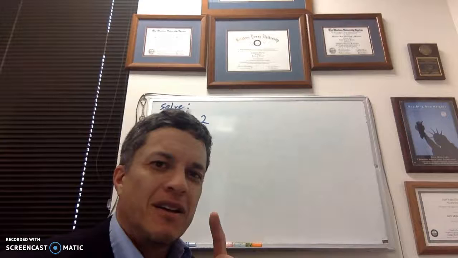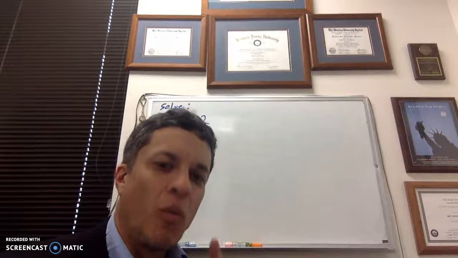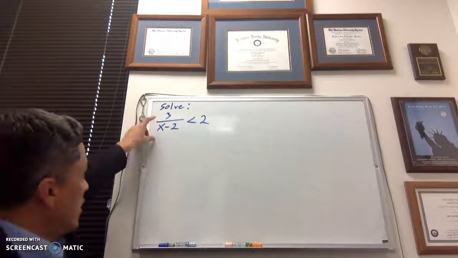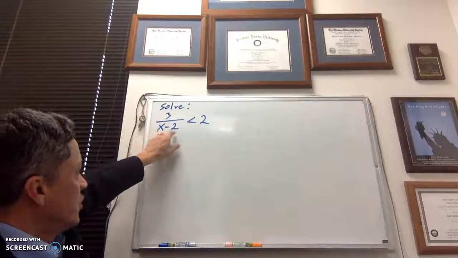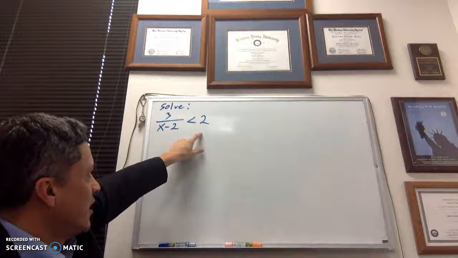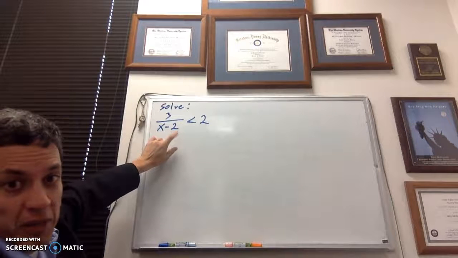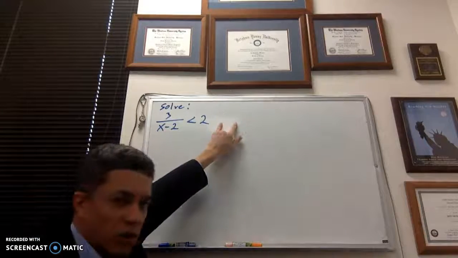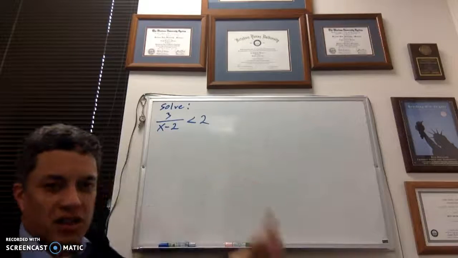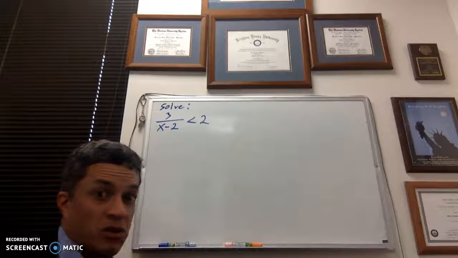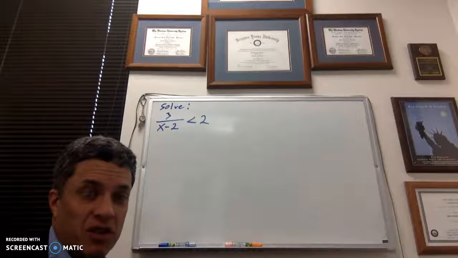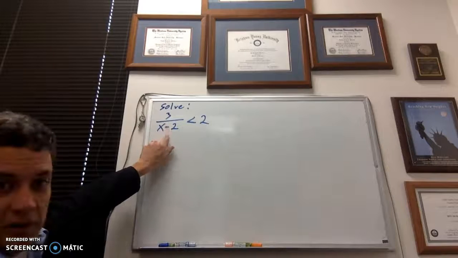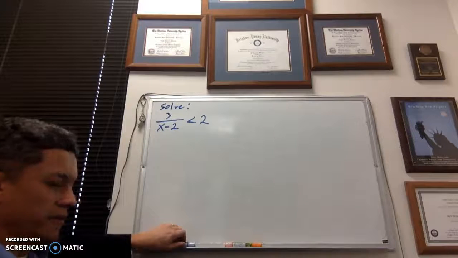Okay? Here's something that I'm going to say what not to do. We're going to solve 3 over x minus 2 is less than 2. People may tell you to multiply x minus 2 over to the right side and then go ahead and solve it. I'm going to say don't do that. It's a dangerous thing because you might forget something. Particularly, there's going to be a restriction right here with that denominator.